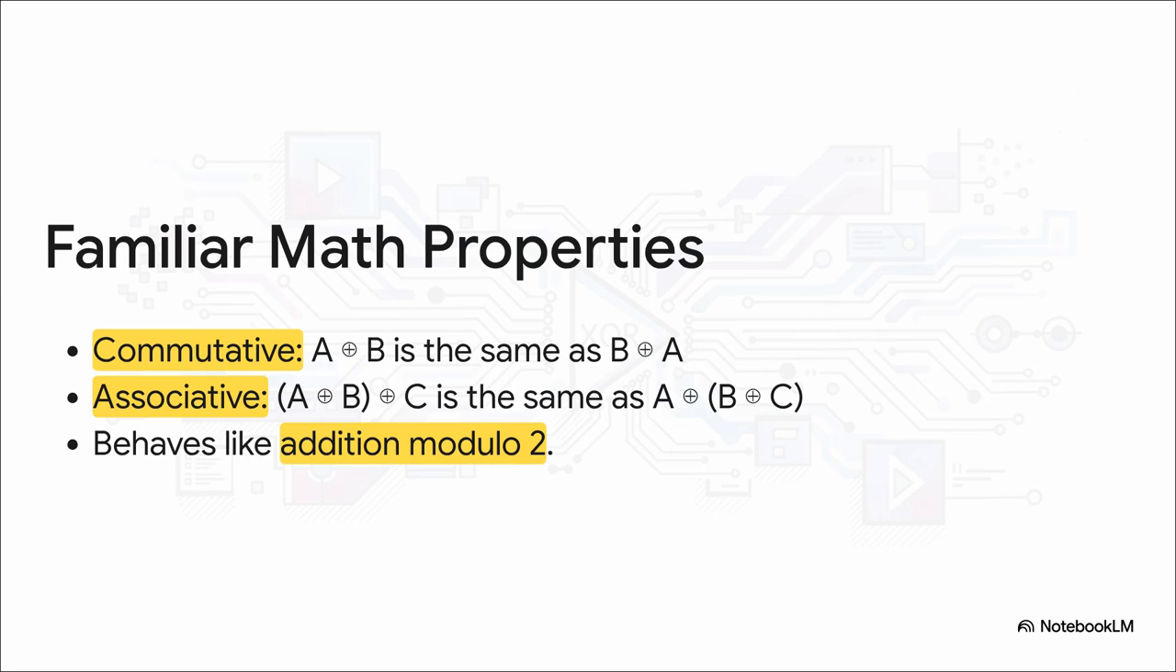And this is what really shows why XOR is so powerful for computers. It basically behaves like a special kind of addition, but one where you don't have to worry about carrying any numbers over. And because it's so predictable, it lets engineers and programmers use this whole arsenal of mathematical tools to manipulate data in some incredibly efficient ways.